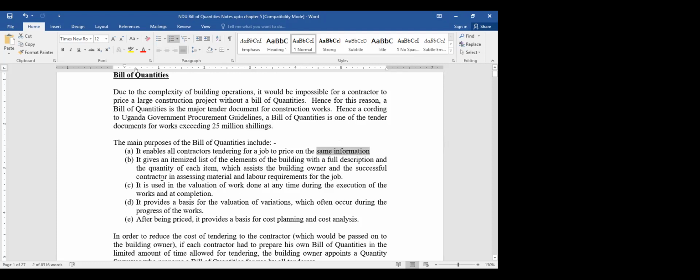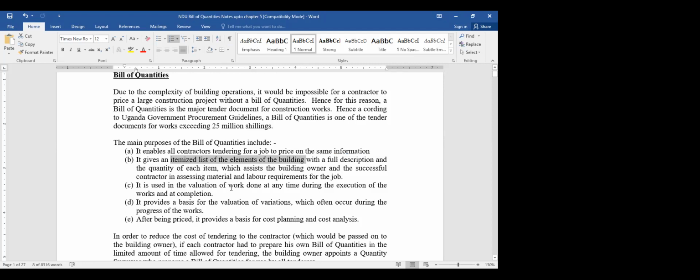Still, here we see that it breaks down the various elements of the buildings that are required, with a full description, describing the type of windows to be used, the type of doors to be used, the steel, and so on and so forth. So in it all, it helps for planning purposes, in assessment of materials and labor requirements for the job.